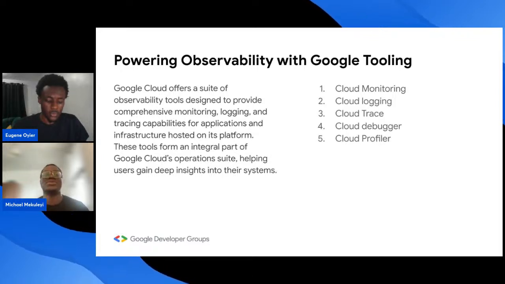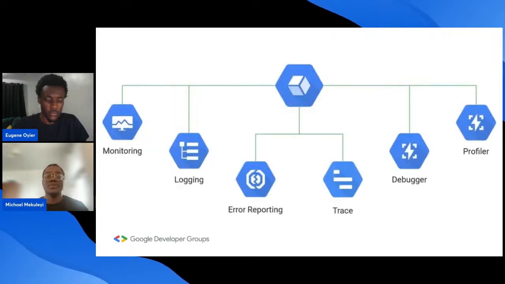So these are the key tools that we use in GCP. You can see them: cloud monitoring, cloud logging, cloud error reporting, cloud trace. There are 6 actually: cloud trace, cloud debugger, and cloud profiler.